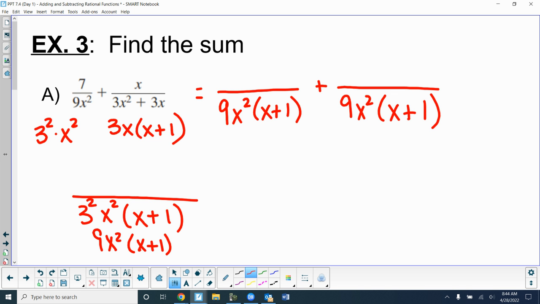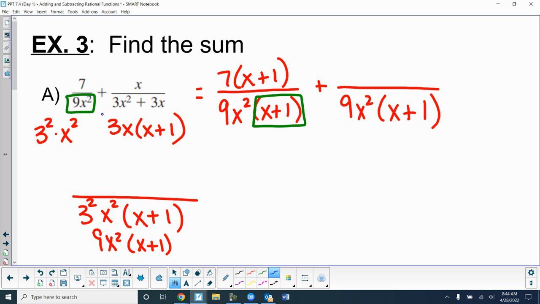Okay. Look at the original denominator. Look at our new denominator. What's different? So what do I have to multiply the 7 by? X plus 1. Whatever I did to the original denominator, I also have to do to the original numerator. So this would be 7 times x plus 1 instead of just the 7.